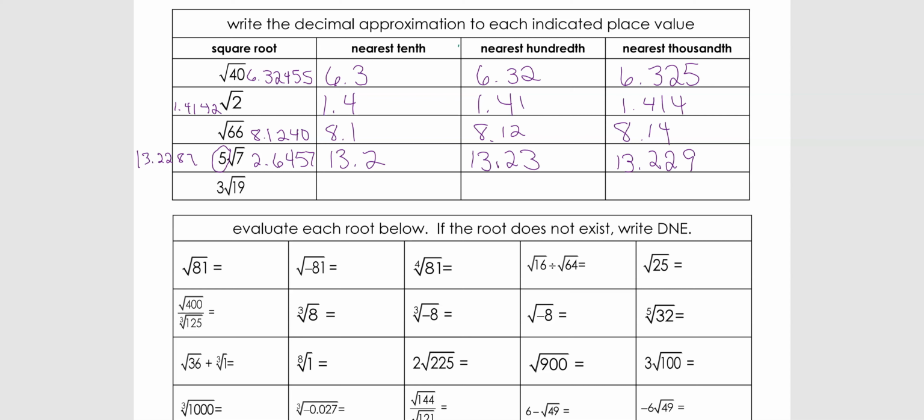All right, next one is 3 times the square root of 19. Square root of 19 is 4.588989435. I'm going to multiply that times 3, and it's going to be 7.5498. So this is going to be an interesting one. All right, so nearest tenth is easy enough, 7.5. Nearest hundredth, easy enough, 7.55. But nearest thousandth is going to be a little bit complex.